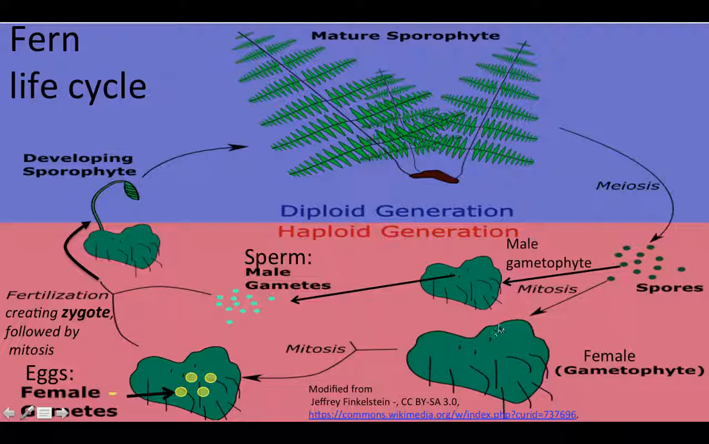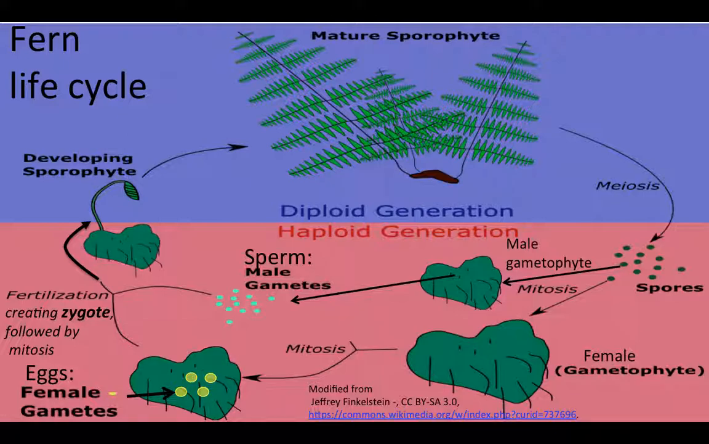So by mitosis, we get a female gametophyte if it was a spore destined to become female. We get a male gametophyte if it was a spore that developed into a male. These are both multicellular haploid individuals. Now, not a big surprise, the male gametophyte is going to make male gametes, which are sperm.